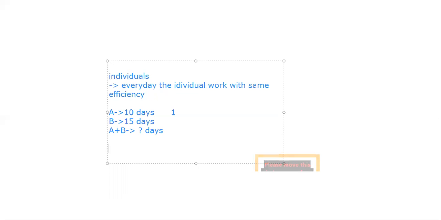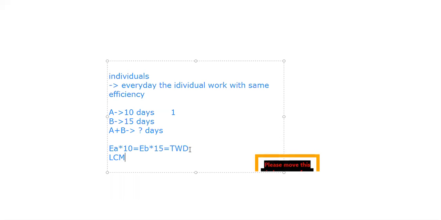Now the third method: efficiency of A times 10 days gives me total work done. Likewise, efficiency of B times 15 days gives me total work done. Now what do we get here? I taught you this while taking number system. X times 10 equals Y times 15. What concept is this? This is the concept of LCM.